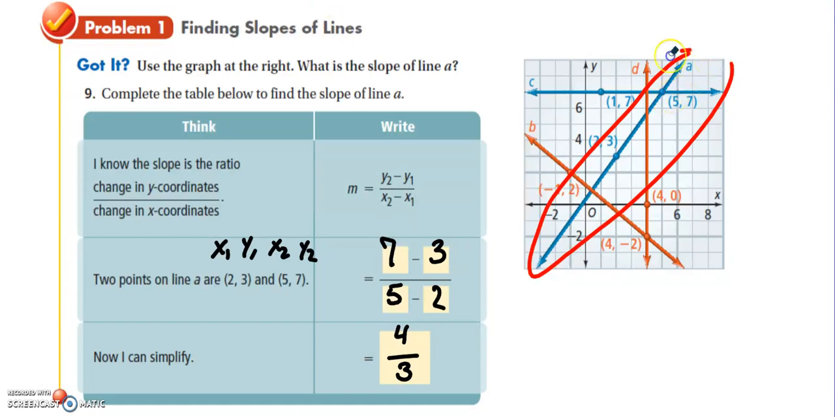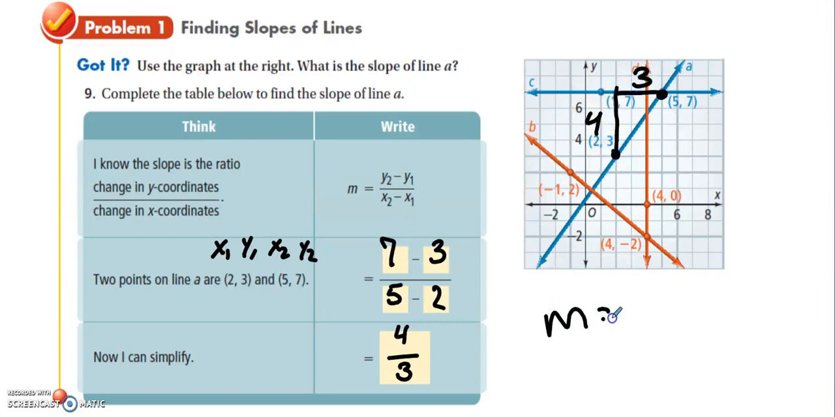Now the other way to find it, and the easiest way to find it, at least for me, is when you're graphing. If you have a graph, you just count rise over run. So here are your 2 points. You rise 1, 2, 3, 4. You run 1, 2, 3. So slope is rise over run, which is 4/3, which cannot be simplified.